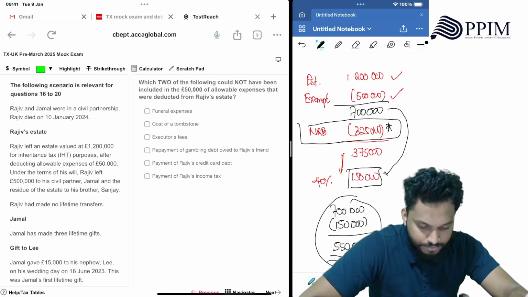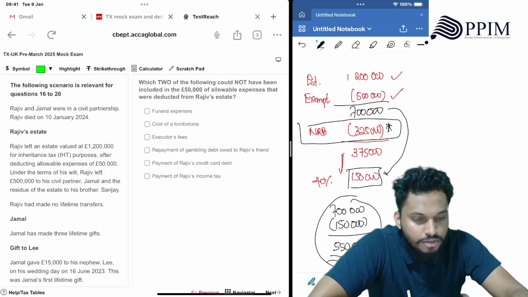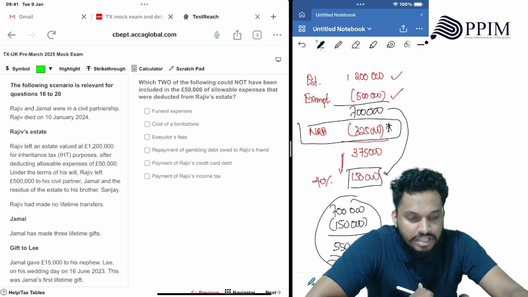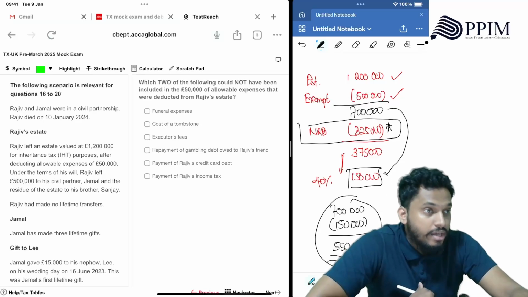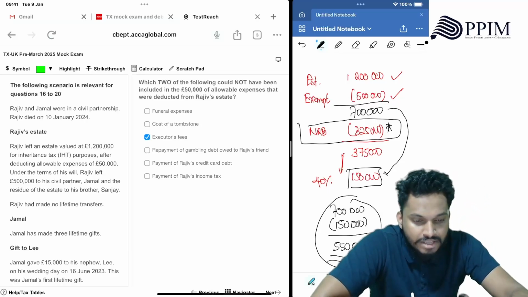Then, which two of the following could not have been included in the 50,000 of allowable expenses for deducting from Rajiv's estate? Funeral expenses, you can. Cost of a tombstone, you can. Because these are the allowable expenses. They are asking which could not. Executor's fees, you need to pay.